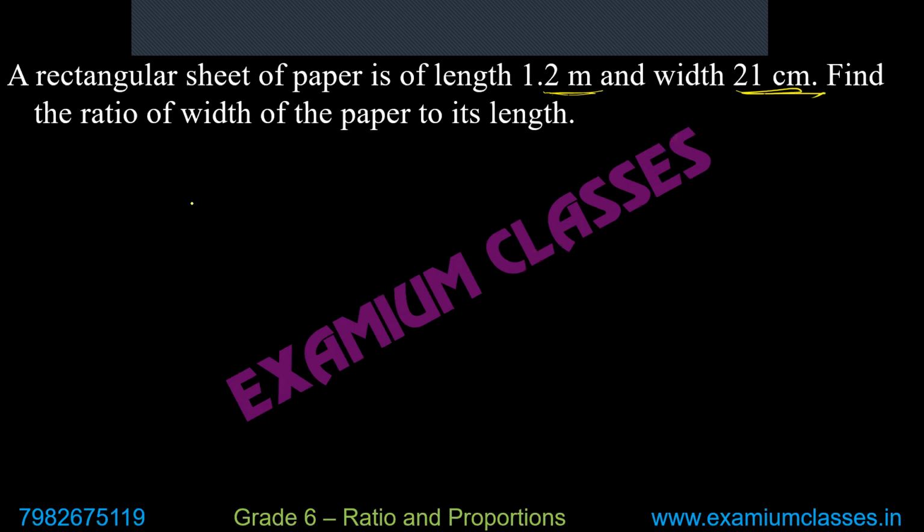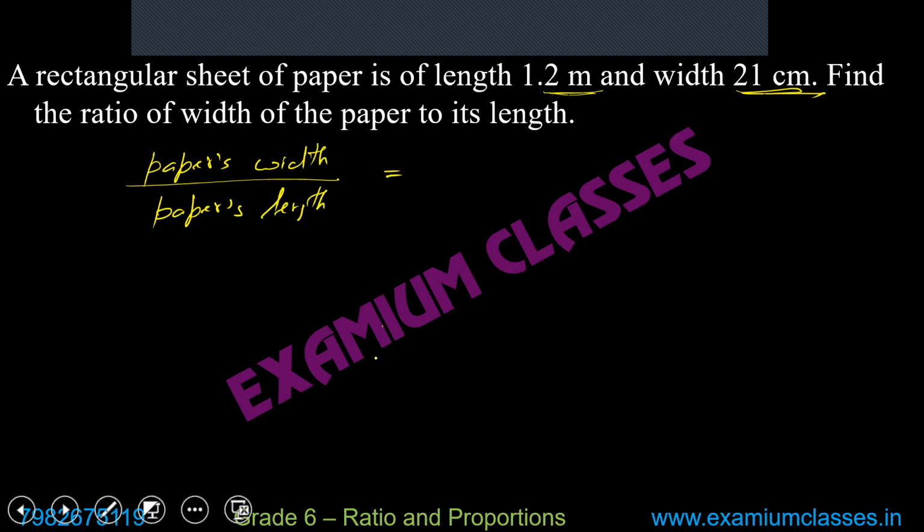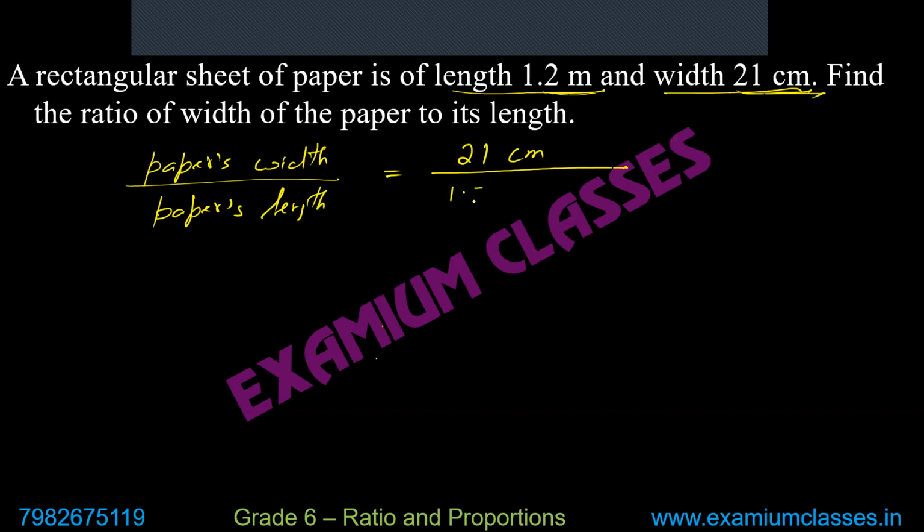So the ratio here is asked: width of paper divided by length of the paper. Length is 1.2, width is 21. Let's convert meter to centimeters. So width is in centimeters and 1.2 meters. When we convert it into centimeter, we need to multiply it by 100.